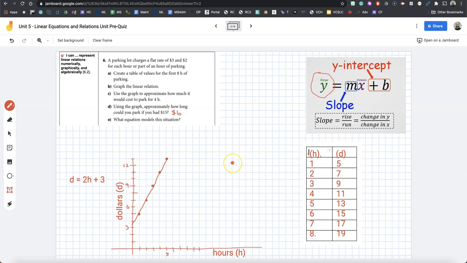What equation models this situation? I knew it. I didn't even look ahead, but I had a feeling this equation would come in handy. So dollars is going to equal 2 times the number of hours, so 2 is going to equal dollars per hour, plus that flat rate of 3 at the beginning. And there is my solution for the third problem.